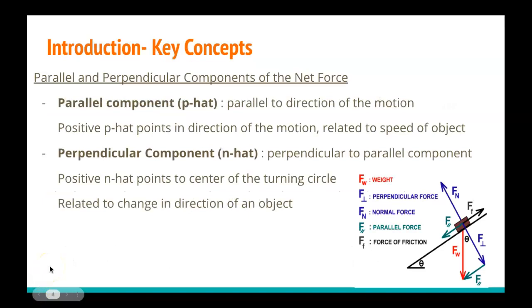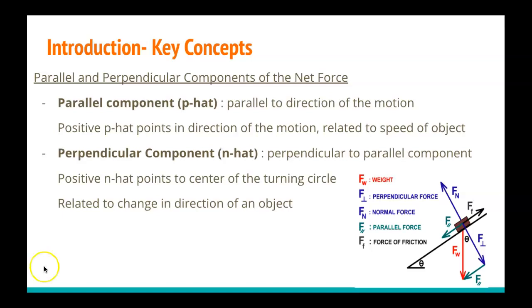The next key concept is the parallel and perpendicular components of the net force. The parallel component, or p hat, is the component parallel to the direction of the motion. Positive p hat points in the direction of the motion and is related to the speed of the object. The perpendicular component, or n hat, is perpendicular to the parallel component. Positive n hat points to the center of a turning circle and is related to the change in direction of an object.